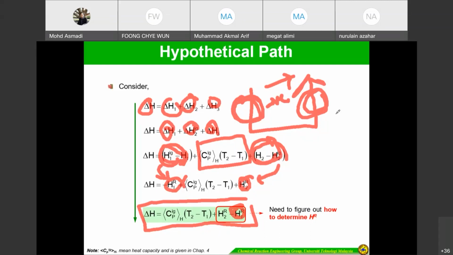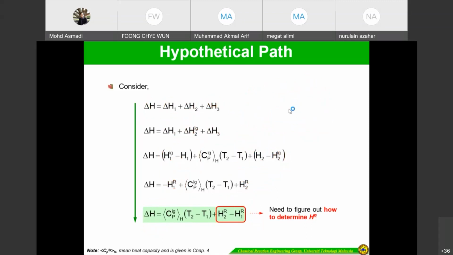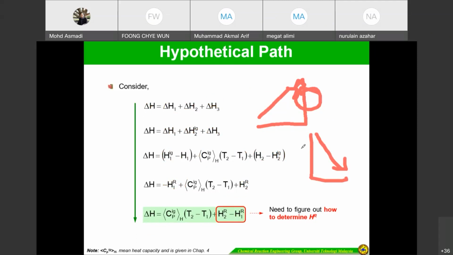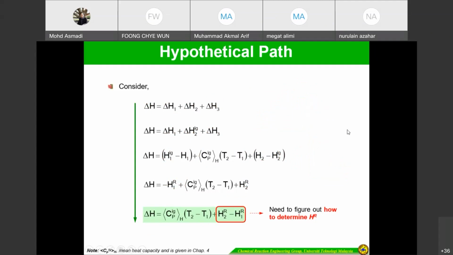This is based on the hypothetical path. Please remember that on the left and right there is a residual. If your hypothetical path is only like this, then there is none on the left side, only on the right side. Similarly for this one, H1 only has the residual, and the right side does not. We need to figure out how to determine this delta H^R, or else your calculation will only be this one, so it is not accurate.